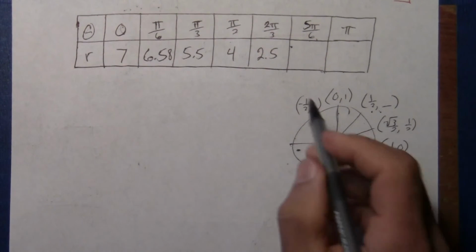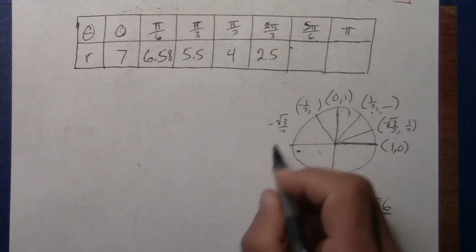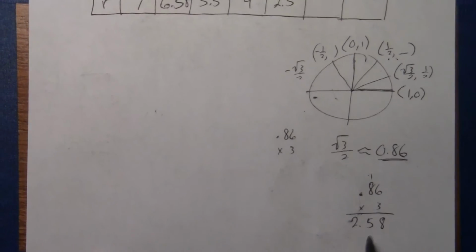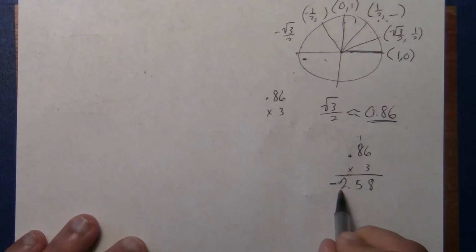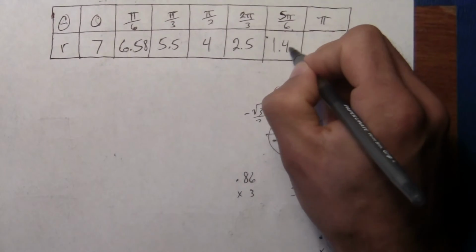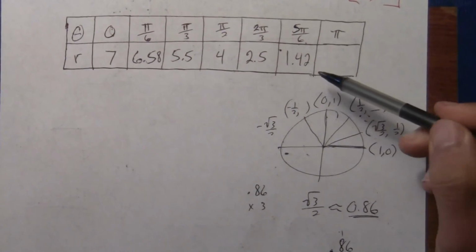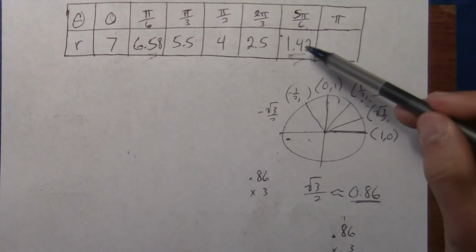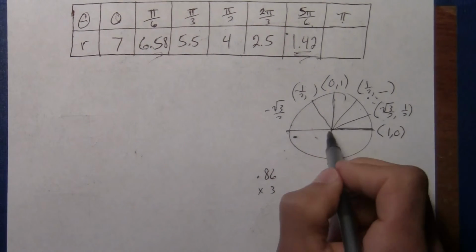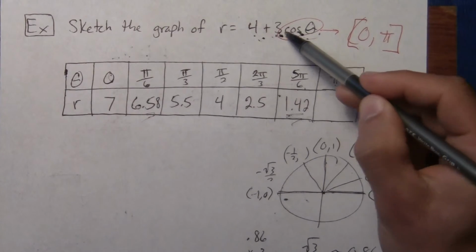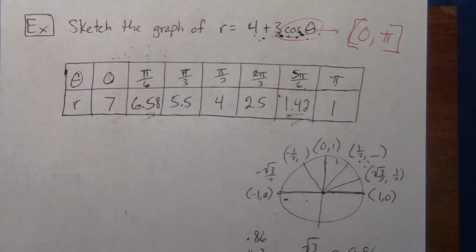5 pi over 6, that's going to give you negative square root of 3 over 2, so negative 0.86. Multiply it by 3, which should give me the same number, only negative. So it's negative 2.58. Add 4 to that. That should give me positive 1.42. And again, all I really care about is between 1 and 2. If that number's slightly off, I'll be generous with you there, as long as it's somewhat close. And then over here at pi, this is negative 1, 0. So it's going to be 3 times negative 1, or negative 3, plus 4, or that gives me 1.